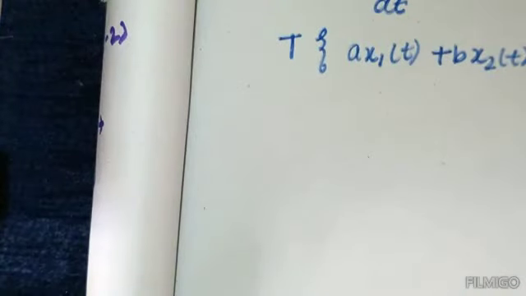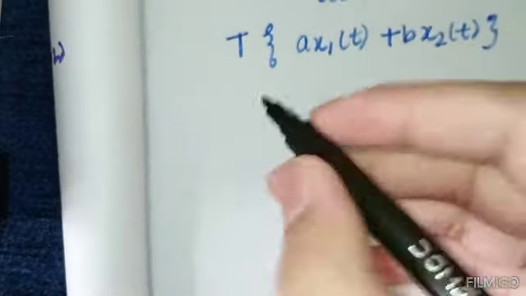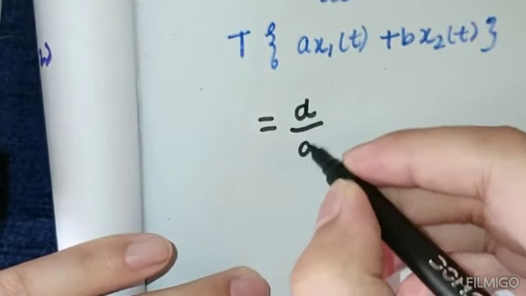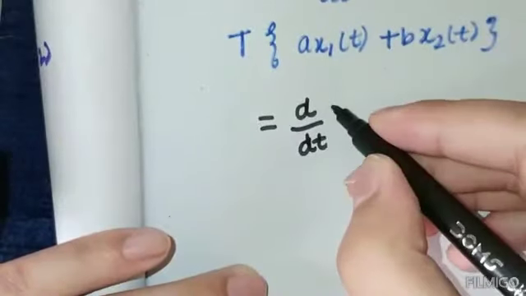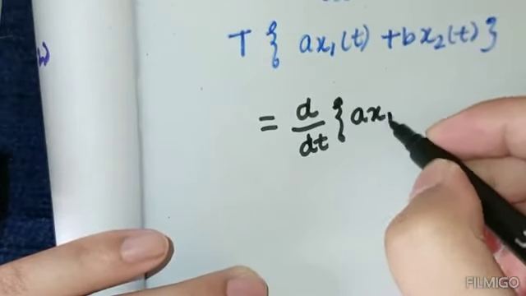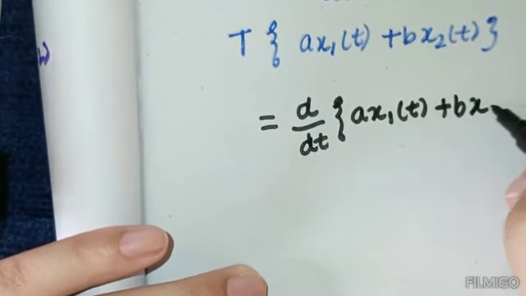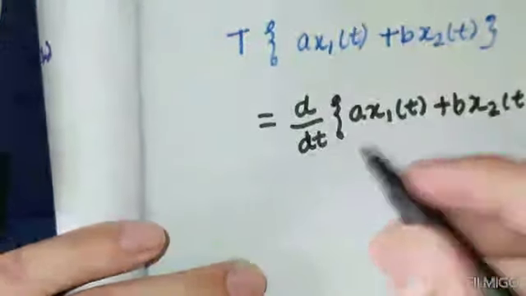For the whole transformation of a x1 of t plus b x2 of t, the resultant you are going to get is that your d by dt comes outside, and your resultant would be d by dt of a x1 of t plus b x2 of t.